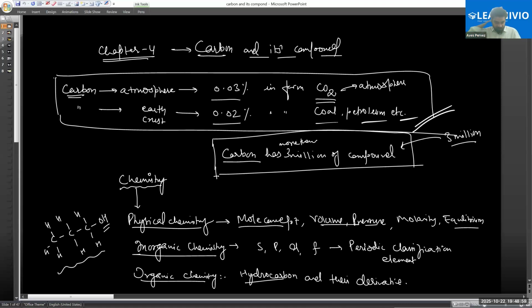Start writing this: in the atmosphere, carbon is 0.03% present. And in the Earth's crust, in the form of coal and petroleum, it is 0.02%. In the atmosphere, it is in the form of carbon dioxide, and some traces of carbon monoxide, CO, are also found. So note it down properly. Write it fast. Minerals are important.